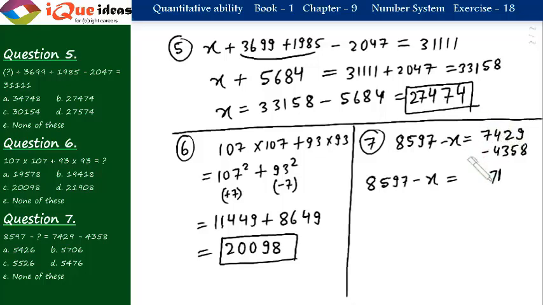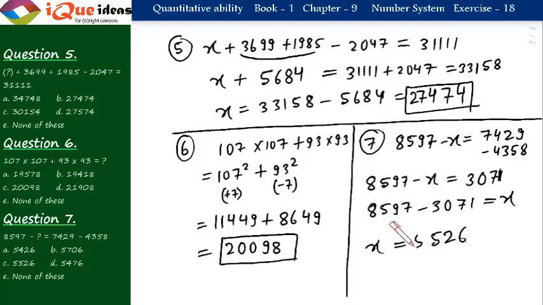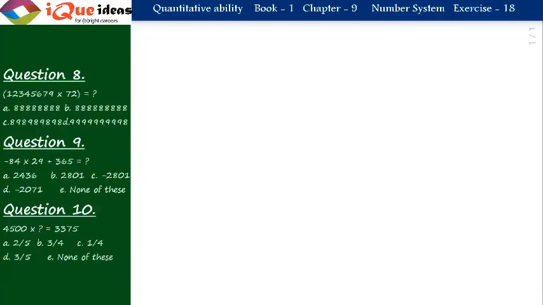Subtract. 9 minus 8 is 1. 12 minus 5 is 7. This 4 becomes 3 minus 3 is 0, and 7 minus 4 is 3. So it is 3071. Now x goes to the right hand side, 3071 comes to the left hand side. So we have 8597 minus 3071, that is equal to x. So the required value of x would be 7 minus 1 is 6, 9 minus 7 is 2, 5 minus 0 is 5, and 8 minus 3 is 5. So the final answer of the question would be 5526.